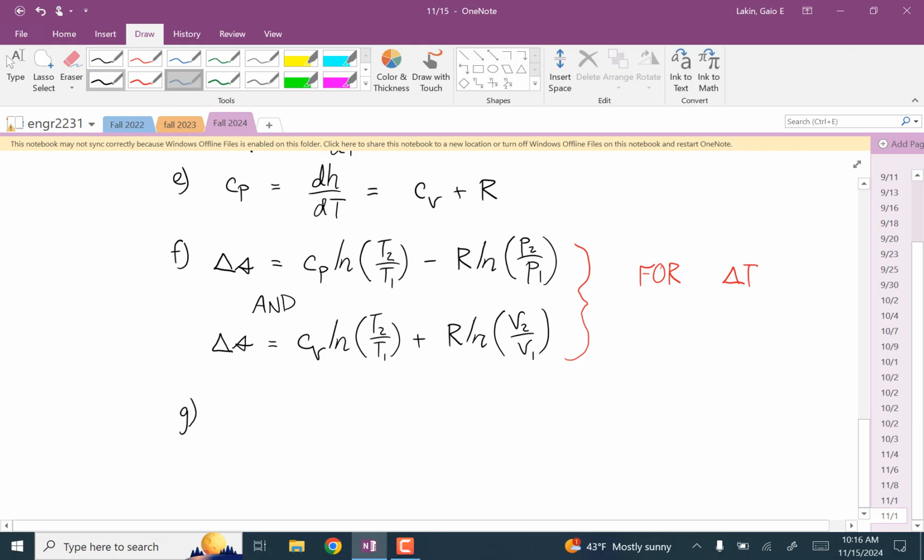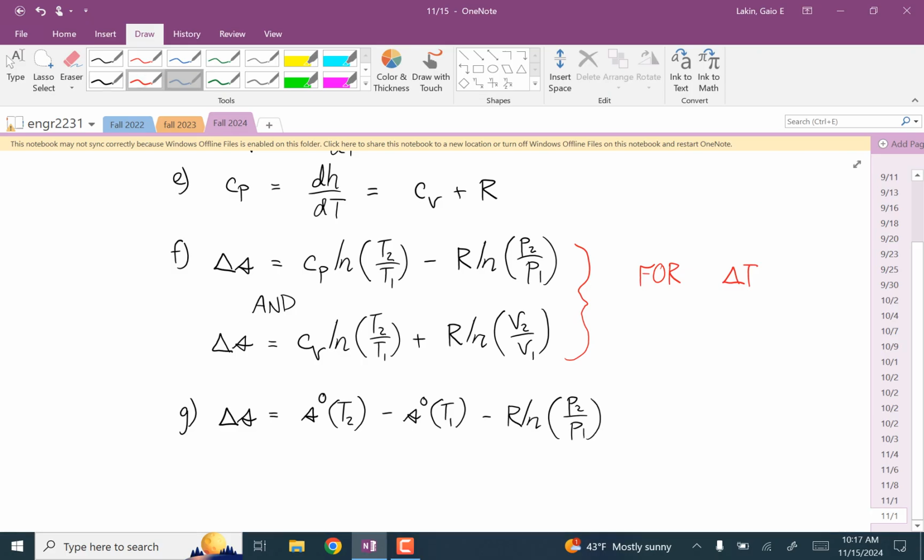And then G, for bigger changes in delta T, you can calculate this using stuff in the ideal gas tables. S0 at T2 minus S0 at T1 minus R times the natural log of P2 over P1. So you can use this for any delta T if you have a table for your material.